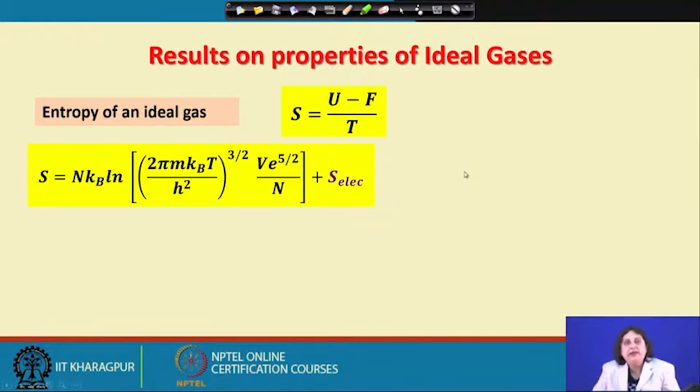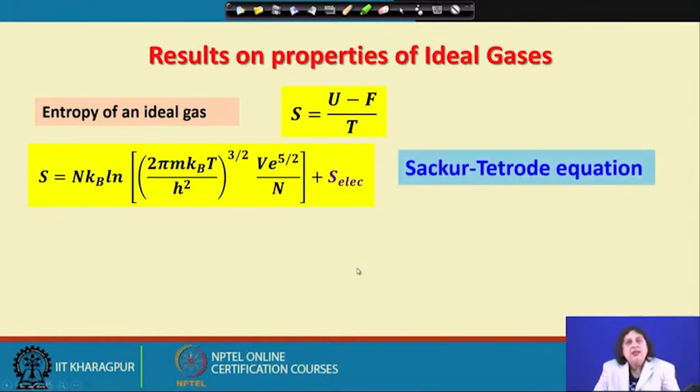And here what we find is this S electronic. This is a term which is a correction to the big term that you see here, that depends on the underlying electronic structure of the atom. As you can see very well, all the terms appearing here are connected to Q trans, that is, they are connected to the contribution to entropy from the translational motion of the atom in the box, and this is the contribution from the underlying electronic structure. And this equation is known as the Sackur-Tetrode equation.